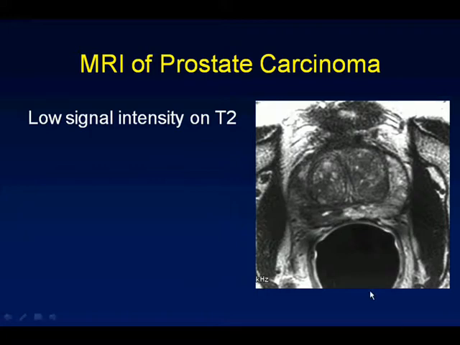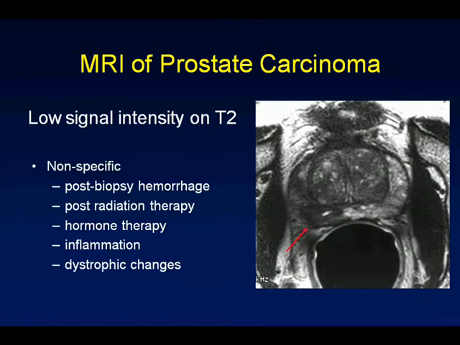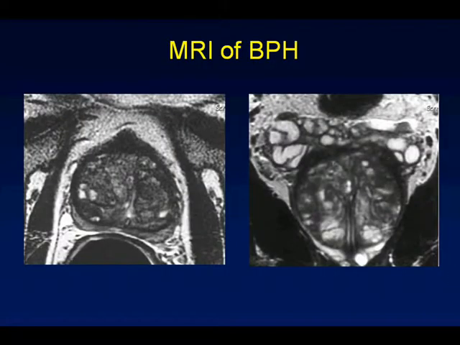So prostate cancer is dark on T2. Unfortunately, it's not specific, and that's why you can't use T2 MRI as just a standalone technique for diagnosing prostate cancer. At this point, we still need the biopsy to confirm. There are other features that can demonstrate low T2 signal, and that's post-biopsy hemorrhage, post-radiation, hormones, and even prostatitis and dystrophic changes can look like cancer. And that's why we're trying to look at other techniques to help be more specific in diagnosing prostate cancer.